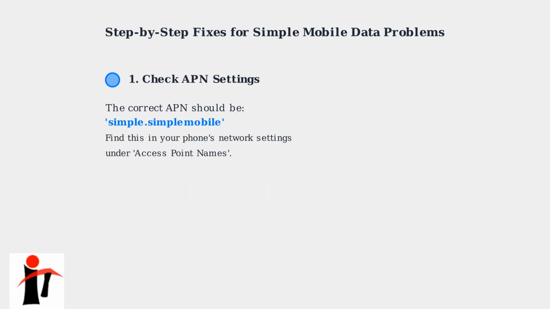Start by checking your APN settings. The correct APN should be simple.simplemobile. You can find this in your phone's network settings under access point names. If it's incorrect, manually enter the correct APN details.